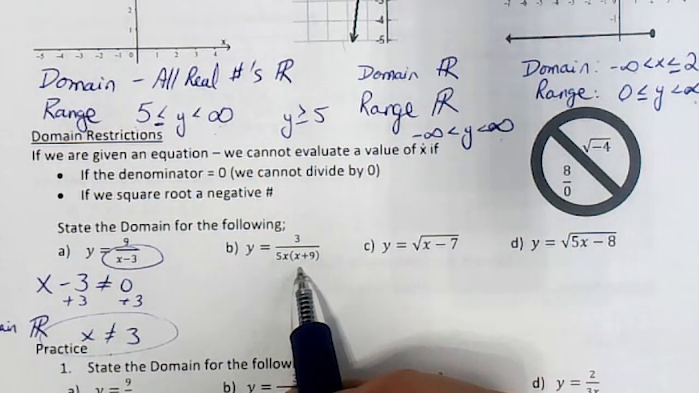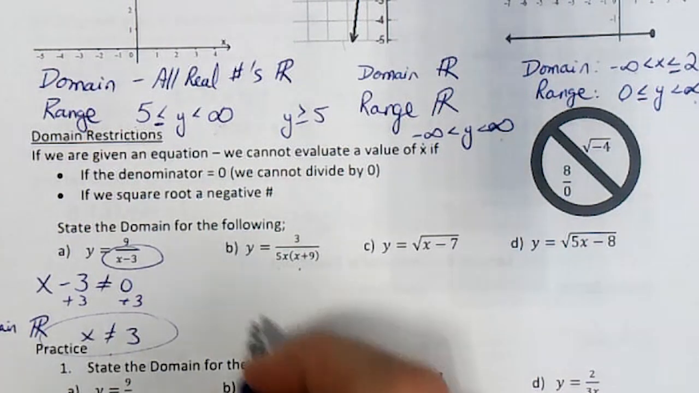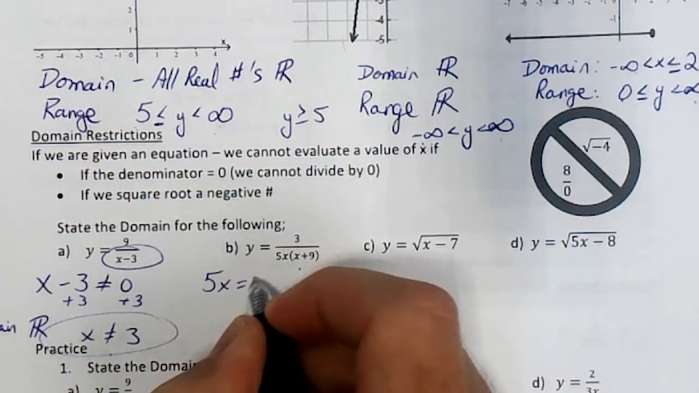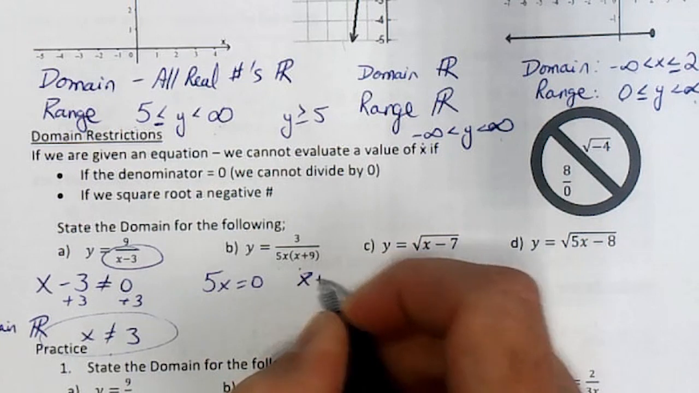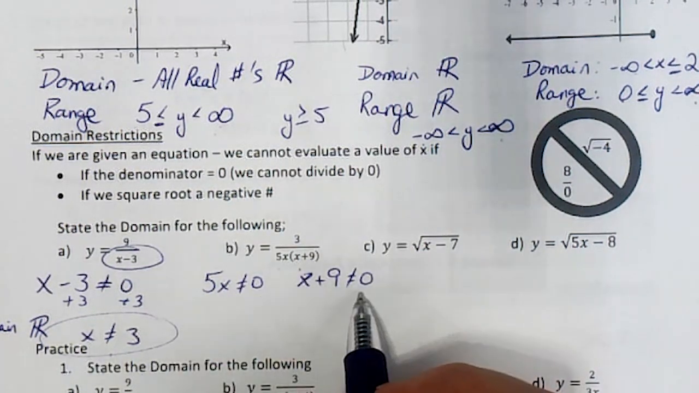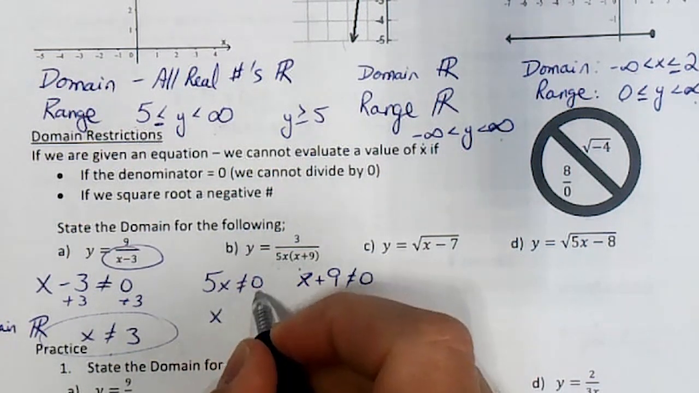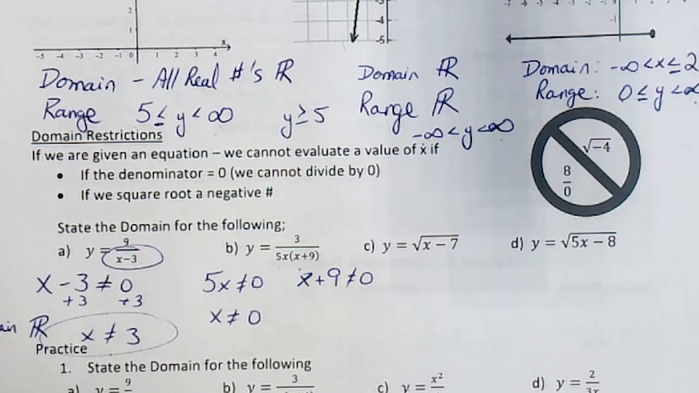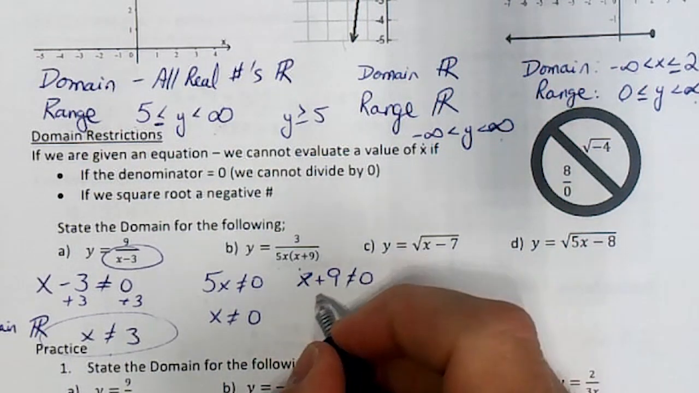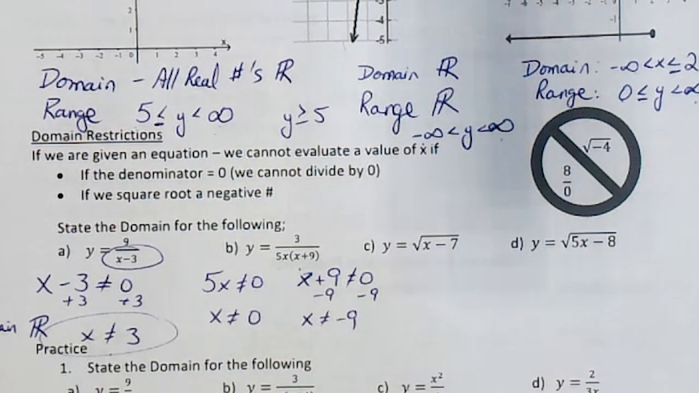This one here. We don't have a square root sign, so we're looking at the bottom, and there's 2 things. And anytime there's 2, and hopefully you remember this from last year, both of them count. So 5x cannot be 0, x plus 9 cannot be 0. So if I divide both sides by 5, 0 divided by 5 is still 0. So even if there's a number in front, x cannot be 0. This one, subtract 9. X cannot be negative 9.